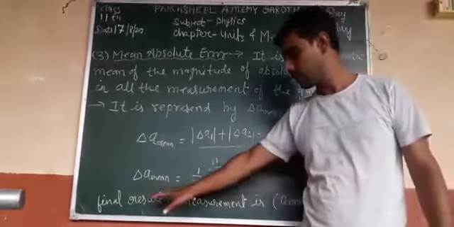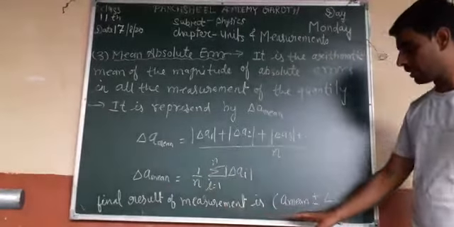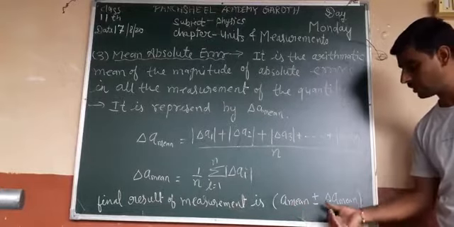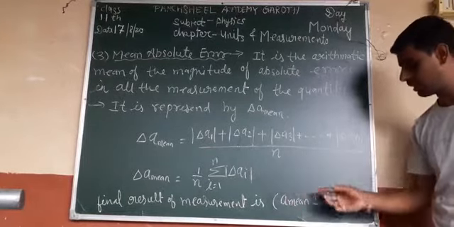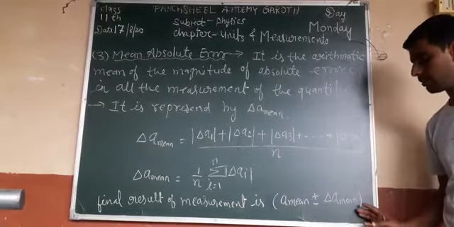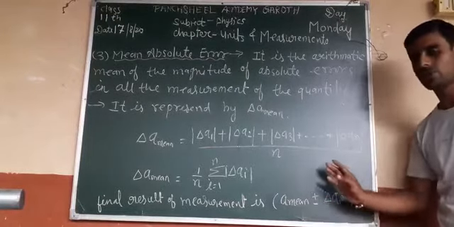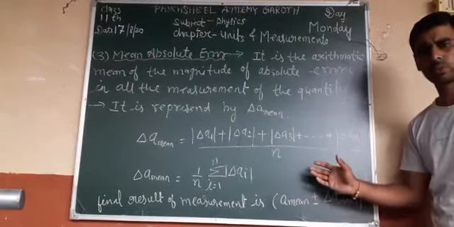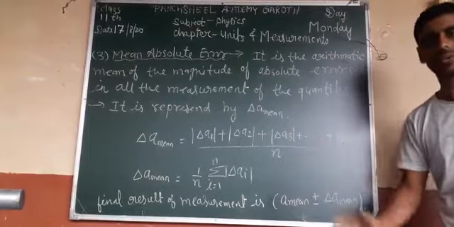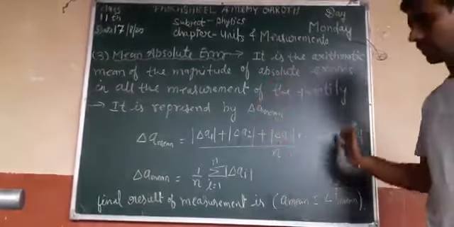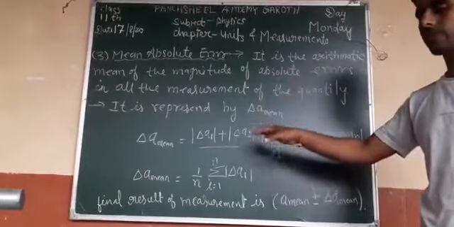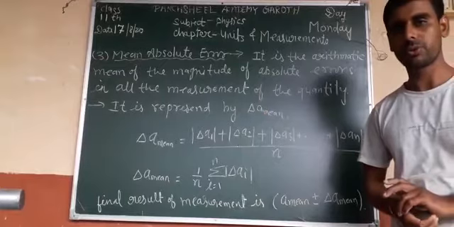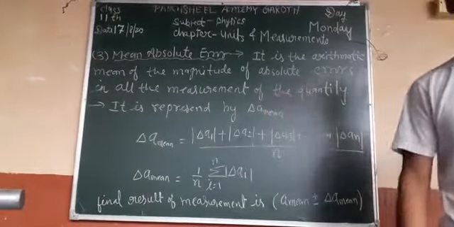Now the final result of measurement is written like this. First you write its average value, the true value, and plus minus whatever value comes, plus minus delta A mean. Okay, this will be the final expression of the measurement. We will do some numericals based on this, and you will easily find all the values of errors, absolute error, mean absolute error.